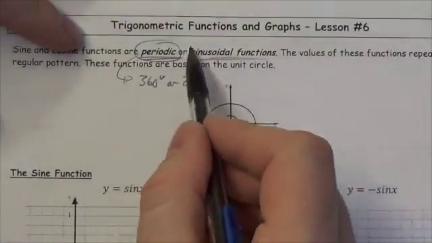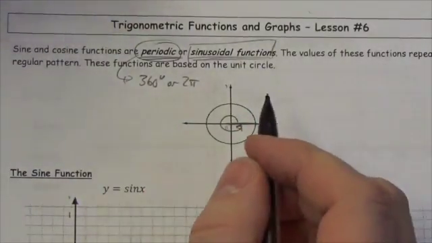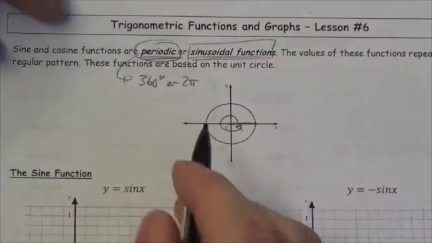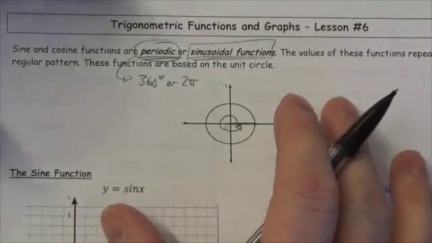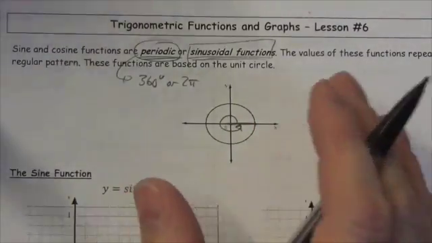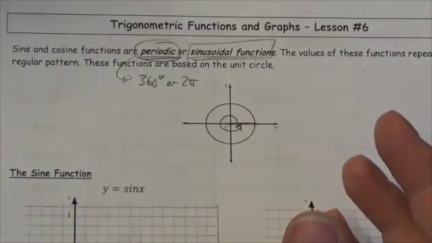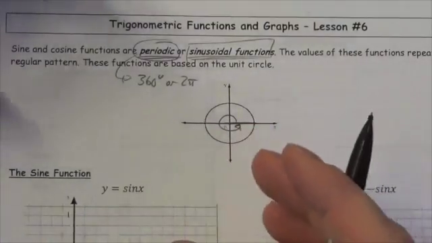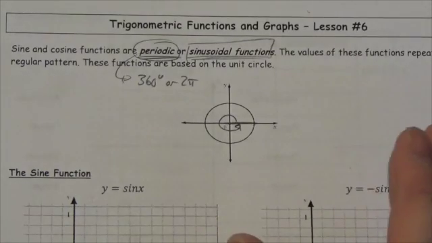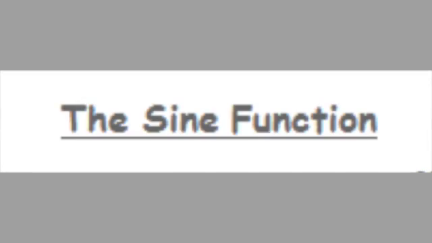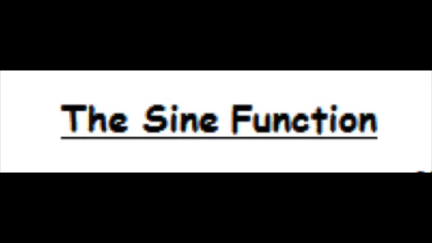Now, we also call them sinusoidal functions, and you're going to see in just a couple seconds why we do that. A sine function has a very specific, very characteristic graph, and we call that kind of a graph a sinusoidal graph, and anything that behaves like that is called sinusoidal. We'll take a look at that in just a second. The sine function.